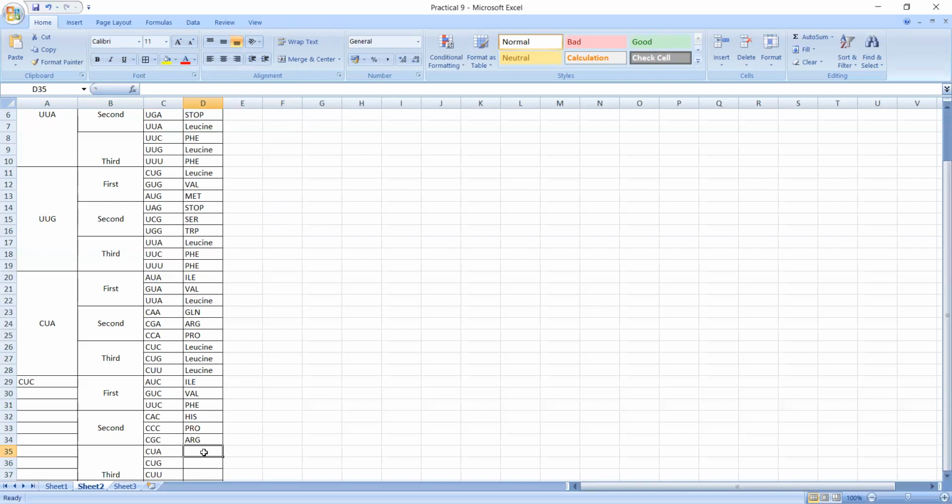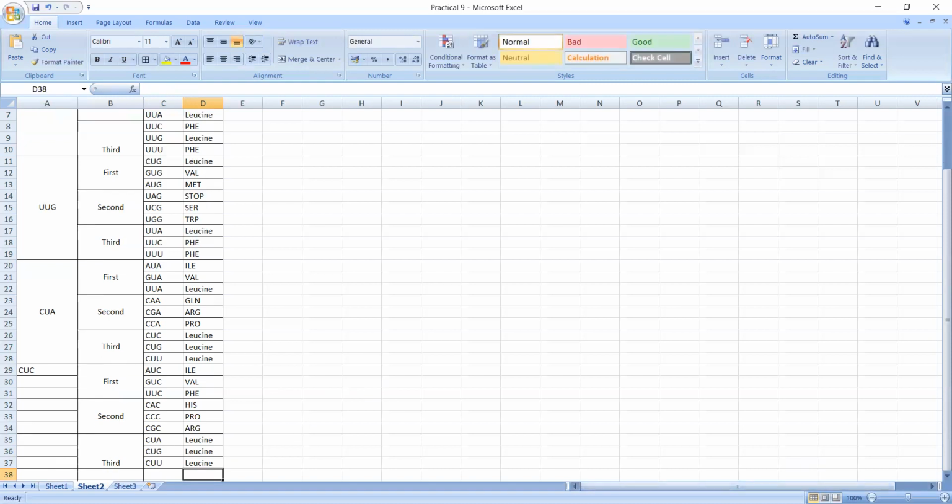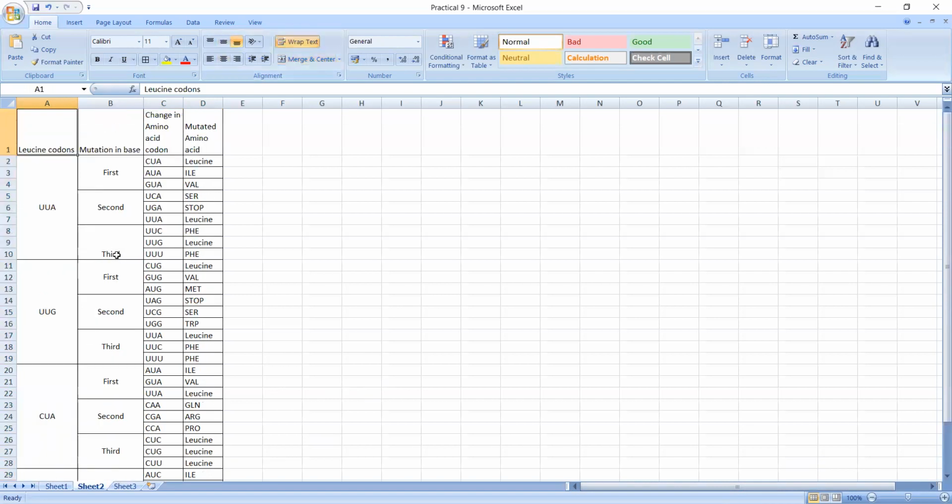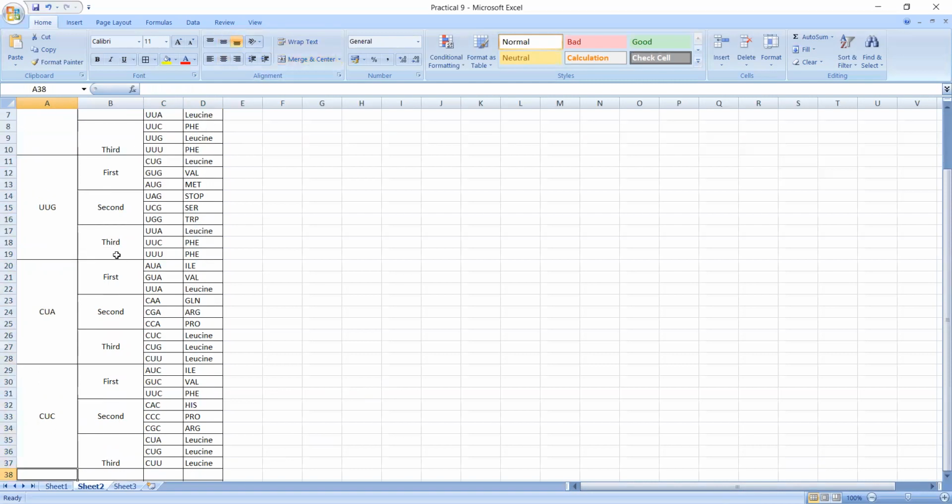Now when I see CUA, it's a code for leucine itself. CUG is also the code for leucine. CUU, again, codes for leucine. So there is no change in the amino acid sequence if the third base, CUC, is mutated. Right now we have solved 1, 2, 3, 4 codons of leucine. There are total 4 codons for the leucine.